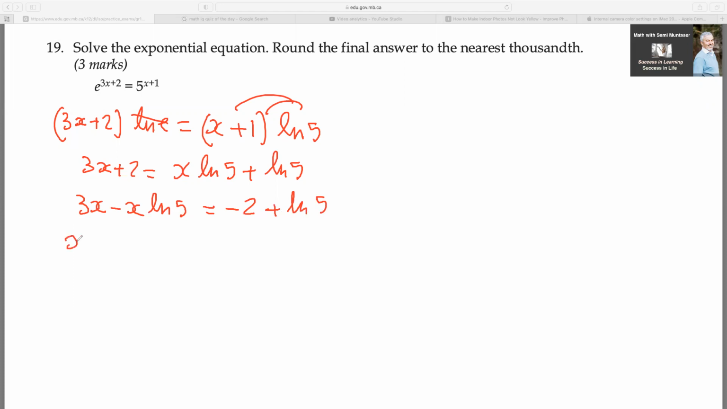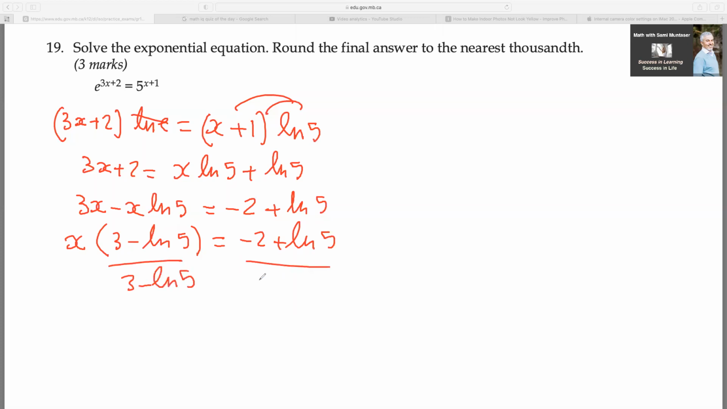Now take out x as the greatest common factor, and you're going to get x times (3 minus ln 5) equals negative 2 plus ln 5. Divide both sides by 3 minus ln 5 to isolate the x. That would cancel. And now we just put that in our calculator, and we'll end up with negative 0.281. That's the answer for this one.